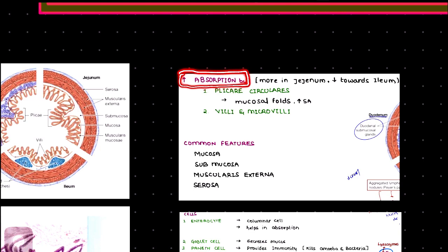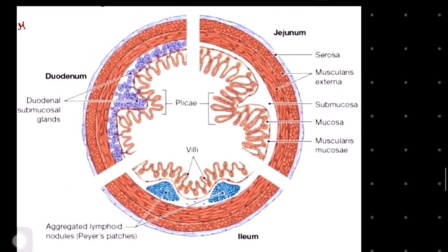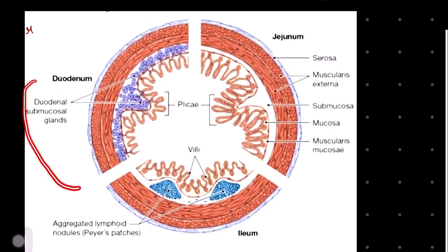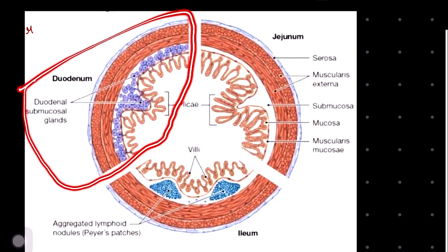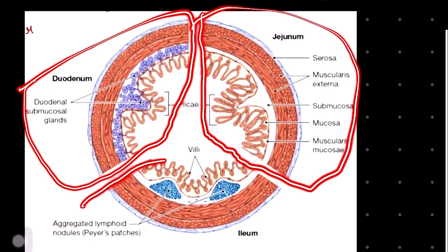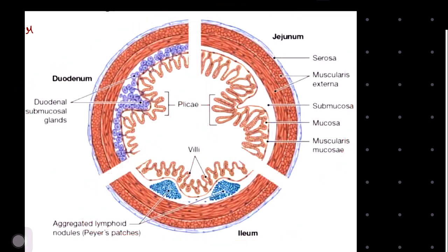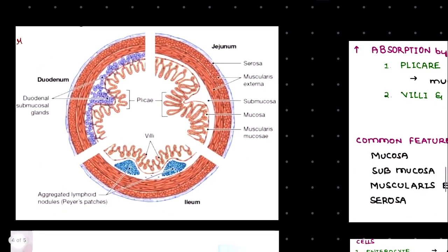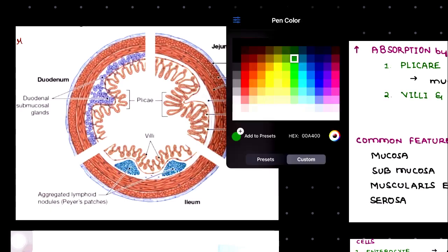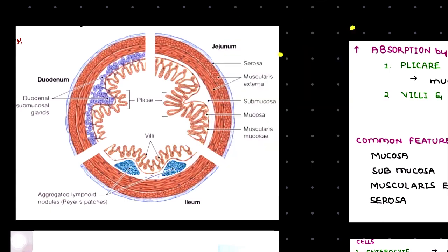In the process of increasing absorption, you can see right here in this diagram, this is our duodenum, this is our jejunum, and this is our ileum. Right now we are talking about similarities. Every structure in the small intestine consists of the same layers.